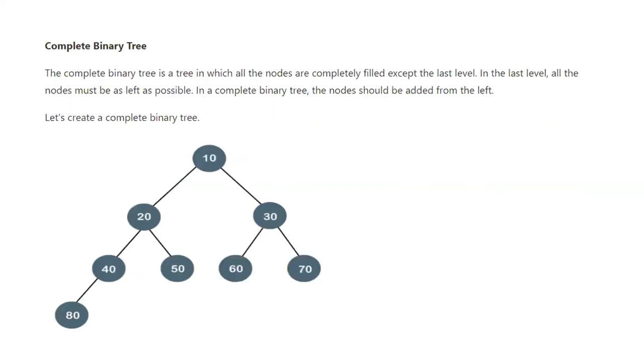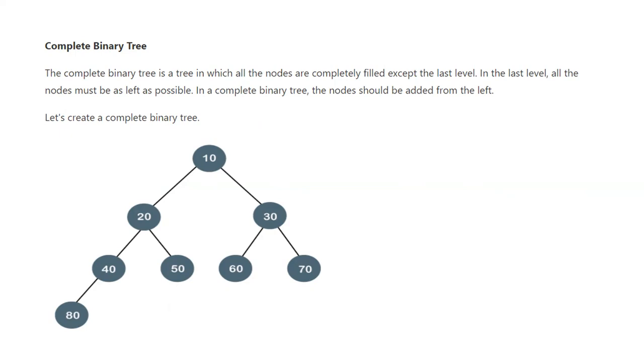Now let us see the complete binary tree. The complete binary tree is a tree in which all the nodes are completely filled except the last level. In the last level, all the nodes must be as left as possible. In the complete binary tree, the nodes should be added from the left.